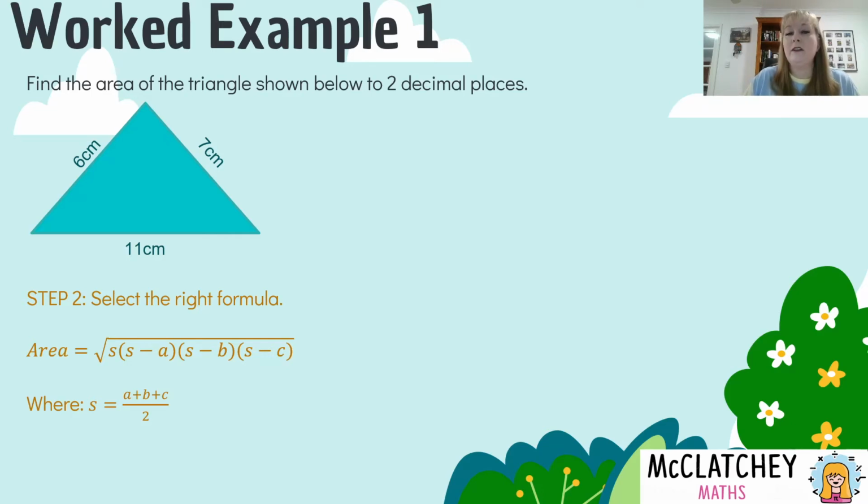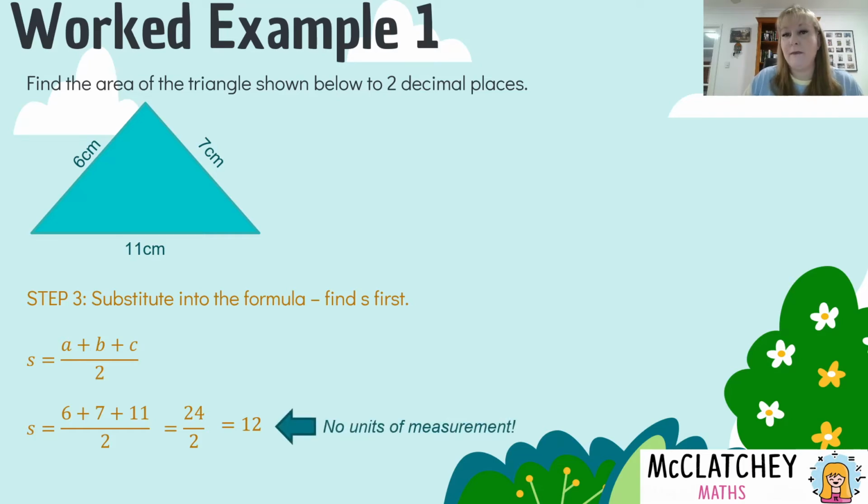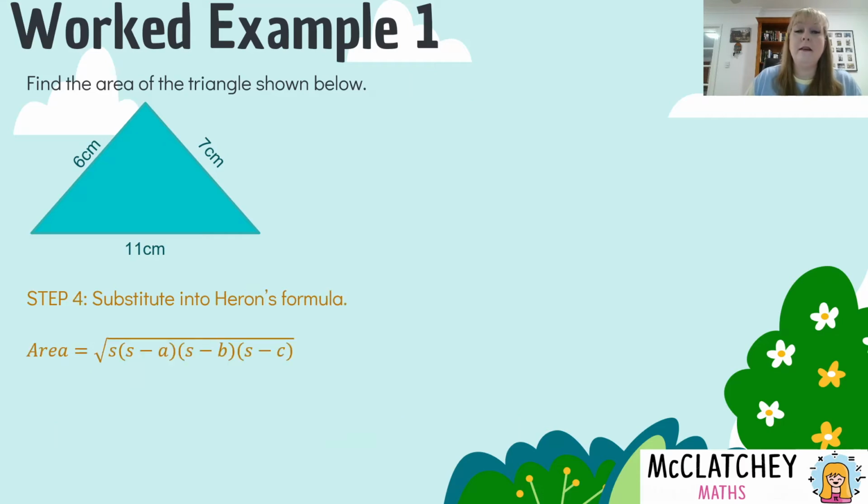Now that we've selected the right formula, we need to find the value of s first before we can actually apply Heron's Rule. So we're going to add those three sides together and divide it by 2. And that will give us the number 12. So our value for s is 12. Now, s has no units of measurement. So don't write centimeters here, that would not be correct. No units of measurement at all. It's just a number or a variable that we're going to insert into Heron's formula. So we're going to do that now.